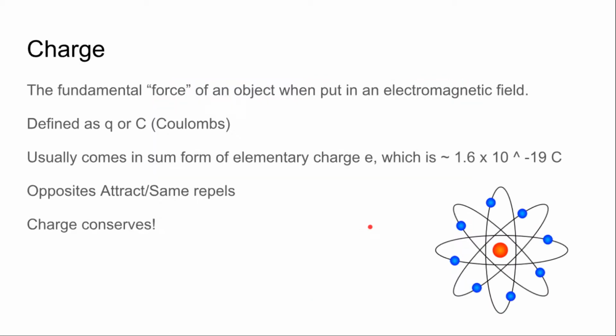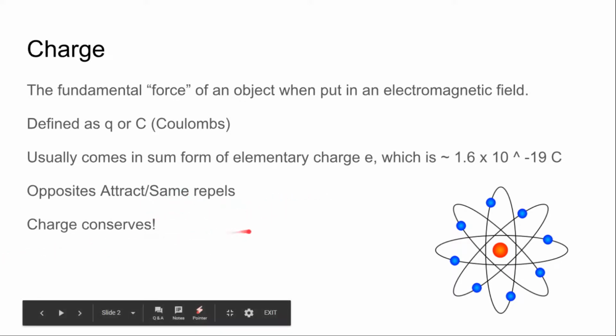So what is charge? Well, charge is the fundamental force of an object when it's put into an electromagnetic field. It's often defined as Q, or in coulombs, which is the unit for charge. These usually come in nature in some form of elementary charge e, which is roughly 1.6 times 10 to the negative 19 coulombs. And of course, as usual, opposites attract and same repels. And of course, charge conserves.